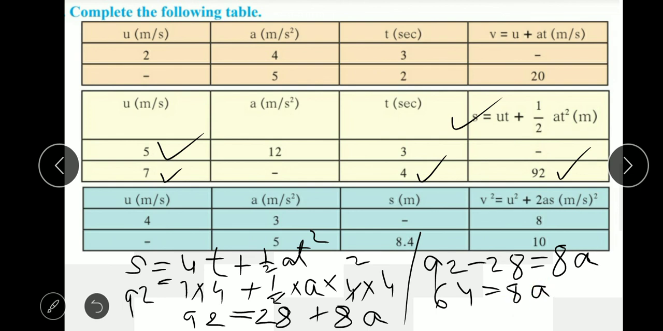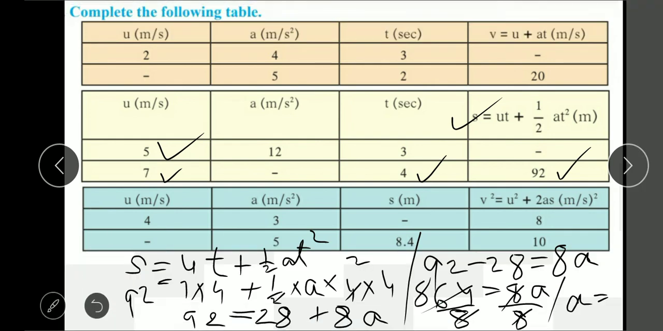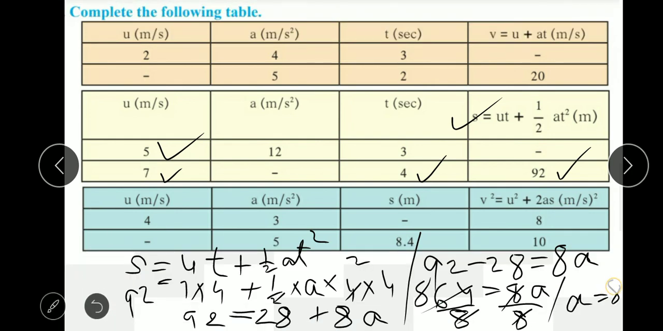Now here, students, I'll divide both sides by 8 because 8 is there. So 8 8 cancel, 8 eights are 64. So here we get a is equal to 8, students. Now what is the unit of a? The unit of a over here is meter per second square.